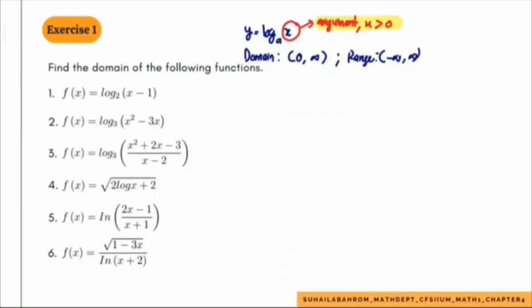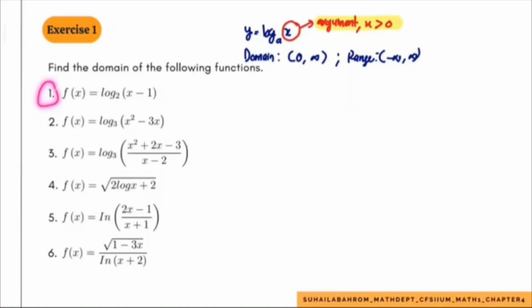Now let's look at exercise 1. Find the domain of the following function. To determine the domain of any log function, it depends on the values of the argument. The argument, which is x, must always be positive, or x must be greater than 0. So the domain in general for the log function is the open interval 0 to infinity, with the range from negative infinity to infinity.